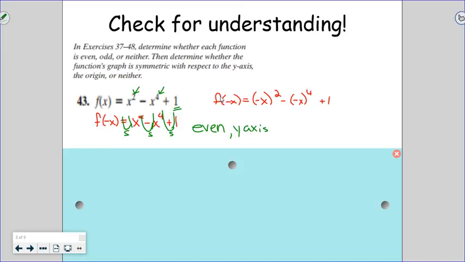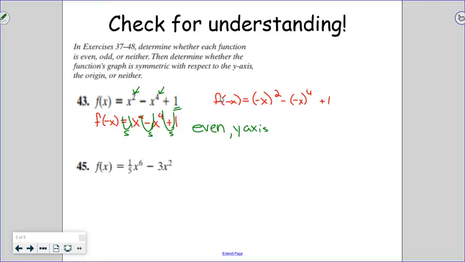Okay. Let's do one more. One-fifth x to the 6th minus 3x squared.